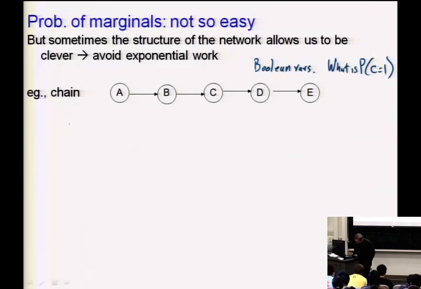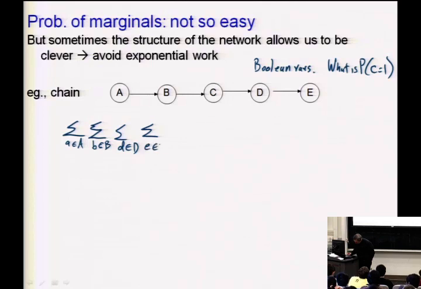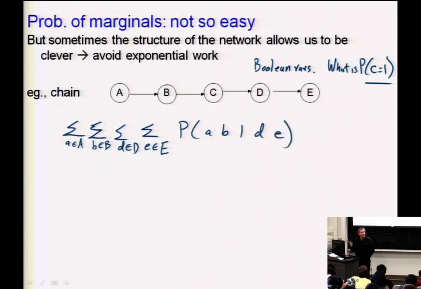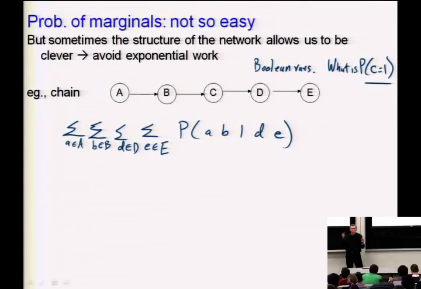We could say, well, it's just the sum over, I'm going to write it this way, all the values A can take on, and all the values B can take on, and all the values D can take on. I'm skipping over C. Why? Because I'm asking about a particular value for C. It's just the sum over all those of the probability of A, B, 1, D, E. Right? So that's my formula for summing out all the rows in the joint distribution.